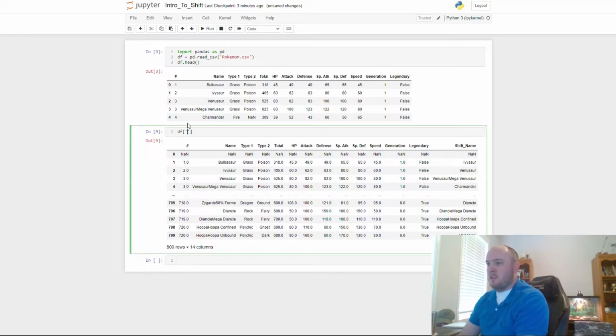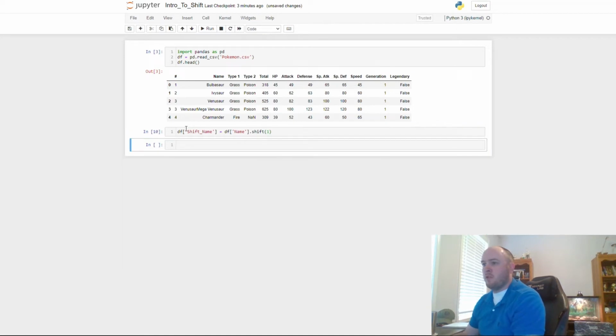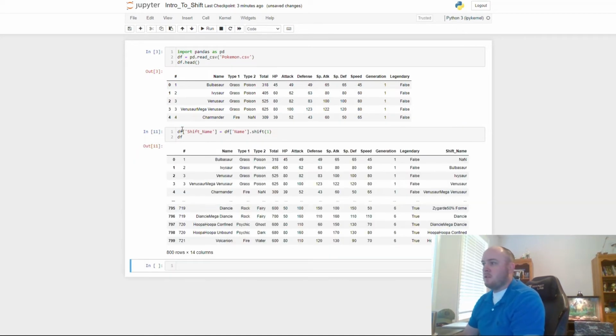So we're going to go back to shift name equals df name dot shift 1. Okay, so we're going to keep it like that, so that it comes back like this.